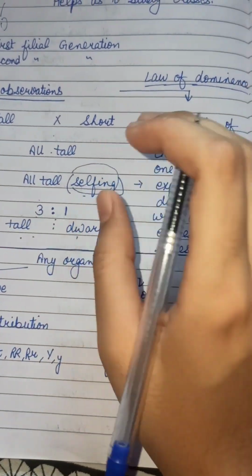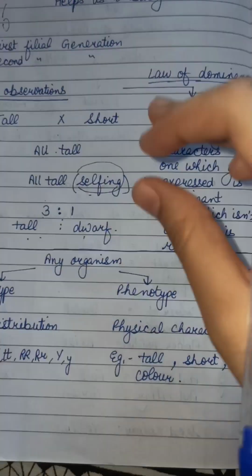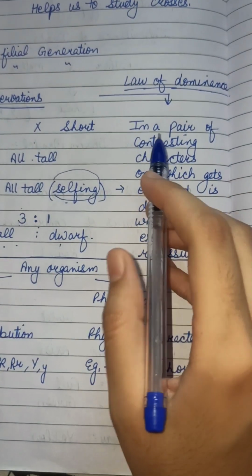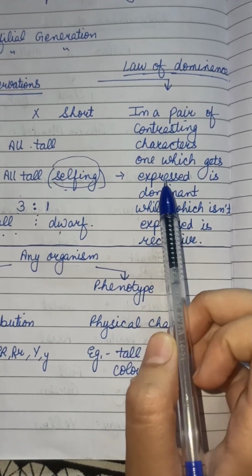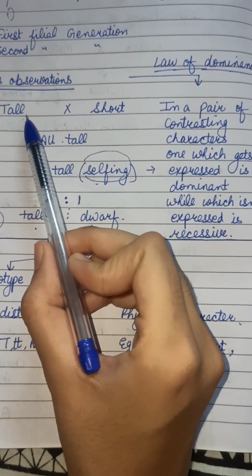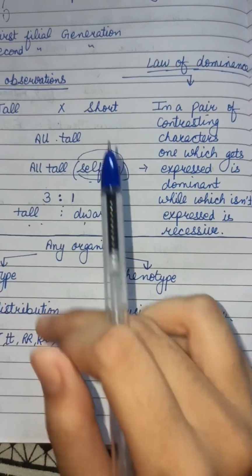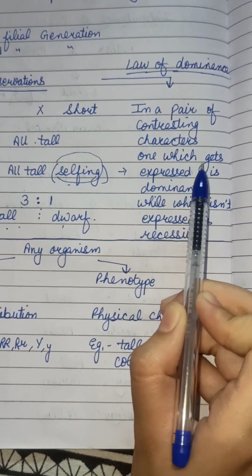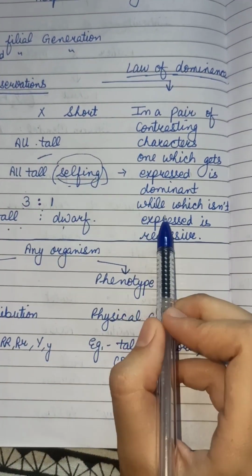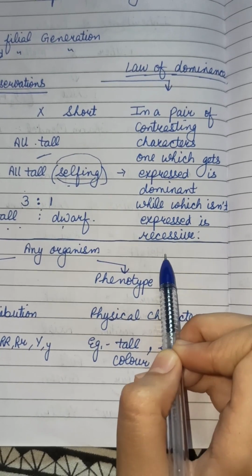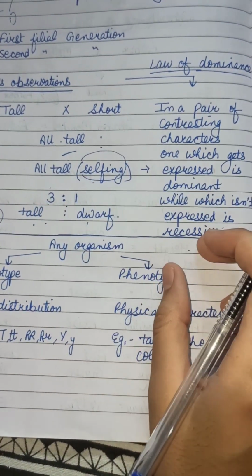Now from here we come to know about law of dominance. This is the first law of inheritance given by Mendel. Now what does it state? It states in a pair of contrasting character. Now what are these contrasting characters? Like here height is the character and its pair are tall plant and short plant. These both are contrasting characters. Now the one which gets expressed is dominant, that is tall. Now here tall is dominant, while the one which isn't expressed is recessive, that is short is not expressed in F1 generation, so it is a recessive character.